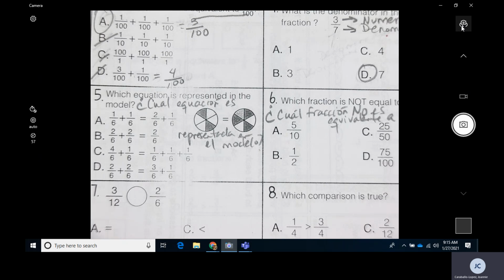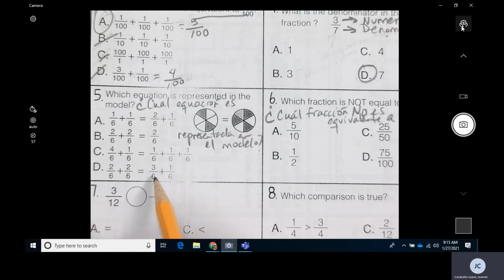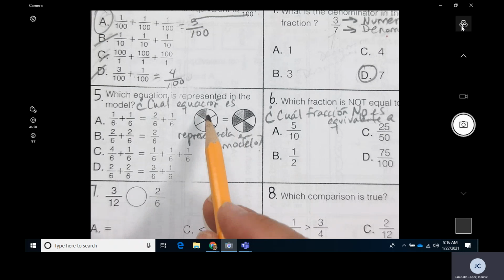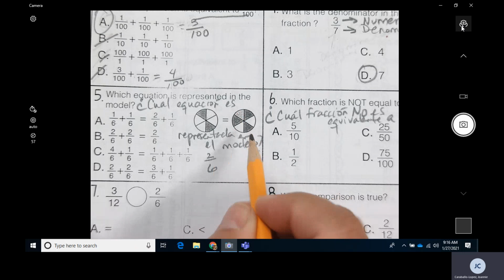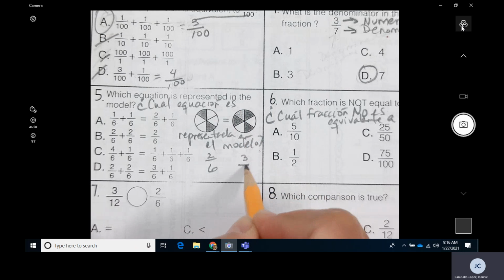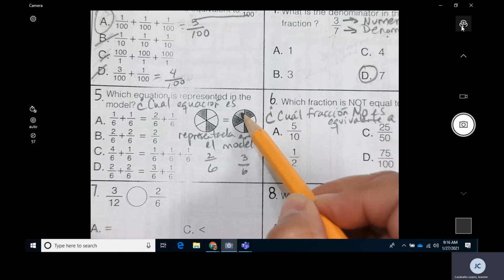Okay, now let me explain it to you because here's what I want to know. Why did you not choose A? Why did you choose D? Let's start with that. Because both are going to give you the same fraction. So this right here says 2 plus 2 equals 4/6, right? I have how many filled here? ¿Cuántas hay aquí rellena? 2 what? 2/6, right? ¿Y cuánto hay aquí? 3/6. So this is a problem. This was not shaded. So that was a problem with the copier, okay?